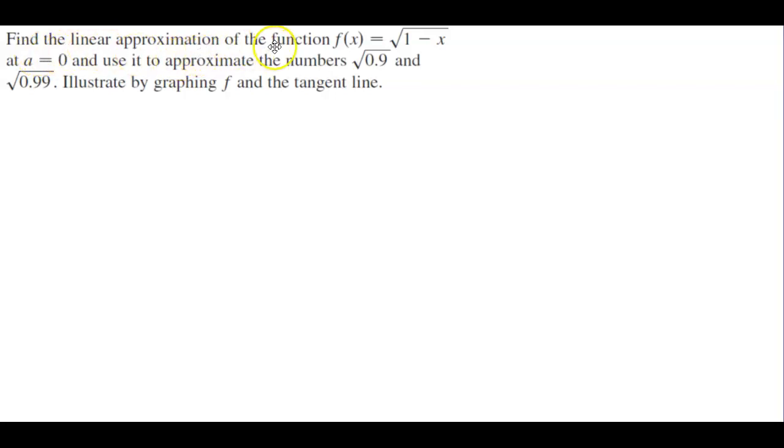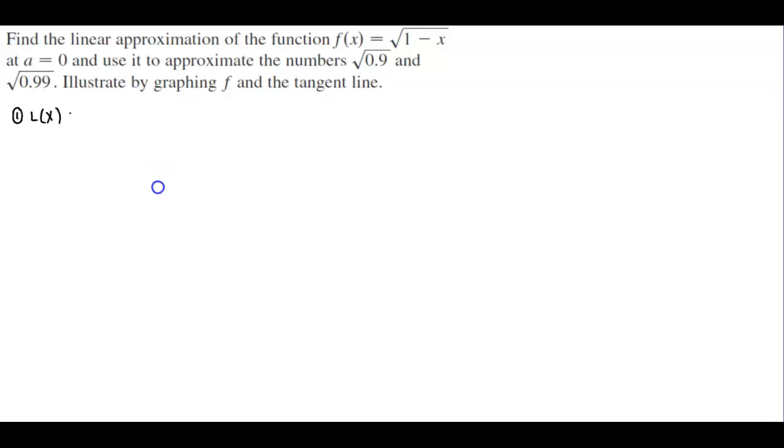Find the linear approximation of the function f of x, which is equal to the square root of 1 minus x at a equals 0, and use it to approximate the numbers the square root of 0.9 and the square root of 0.99, and then illustrate by graphing f and the tangent line. So first thing is we're going to write out the linearization form.